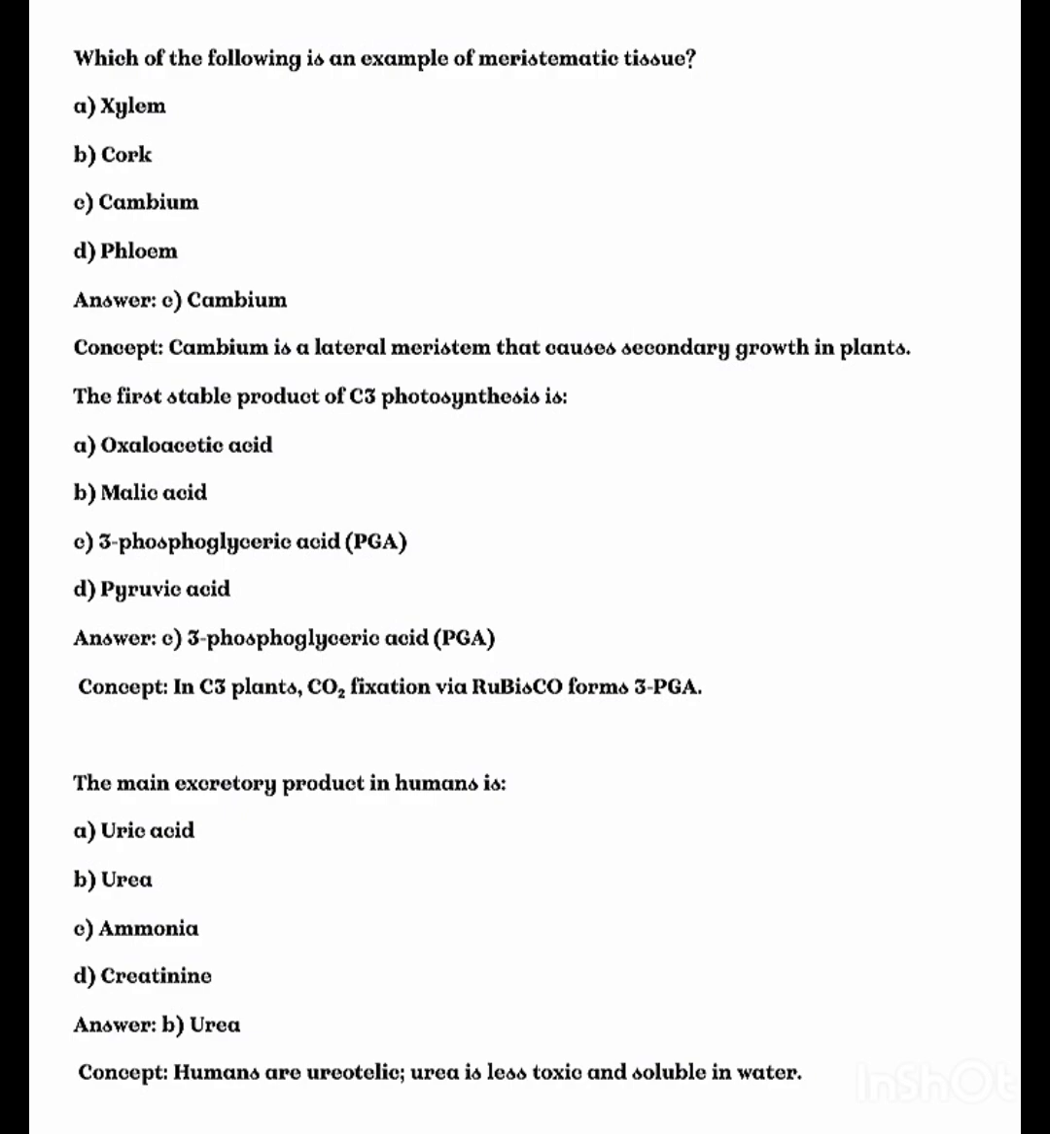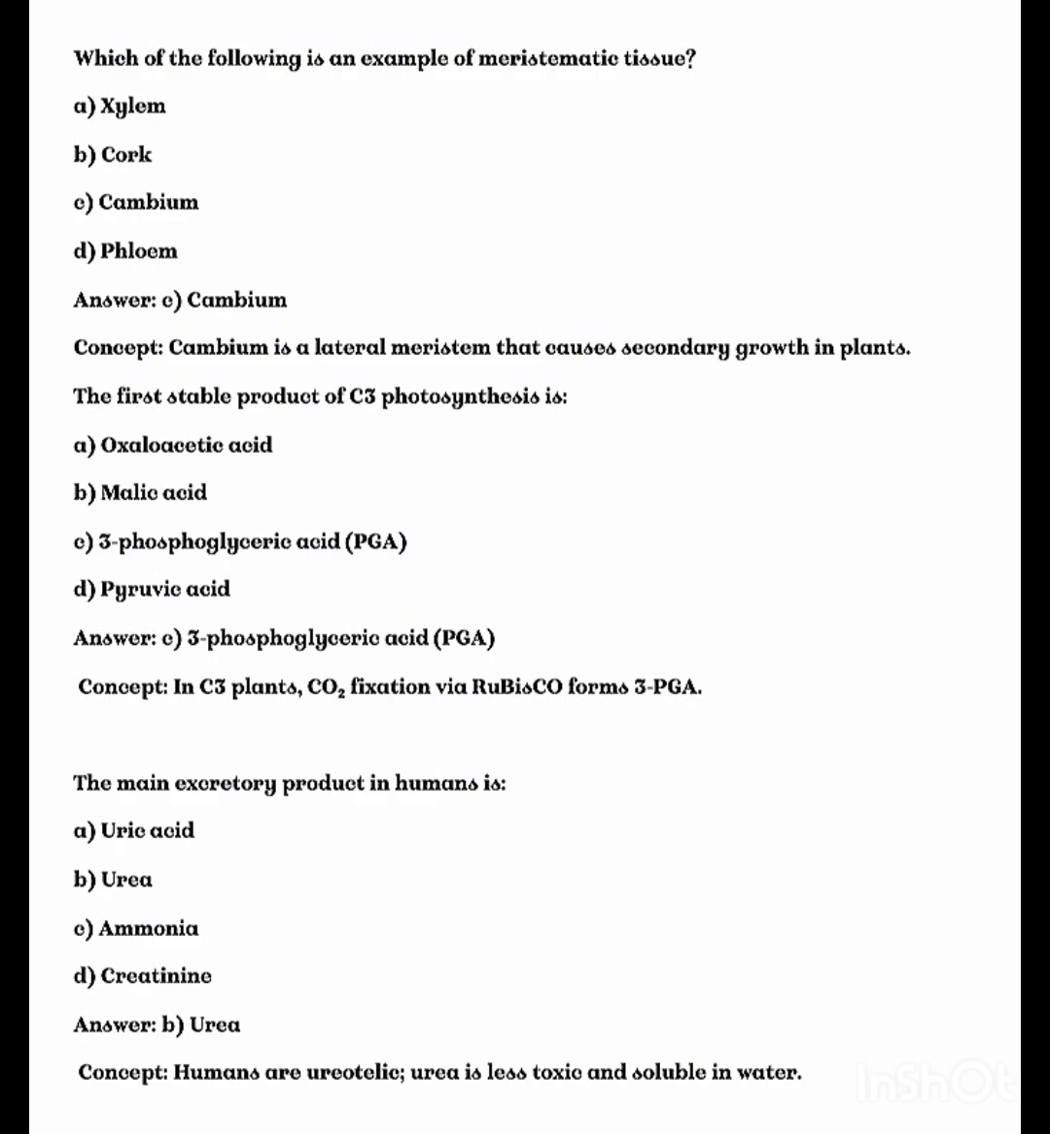The first stable product of C3 photosynthesis is A. Oxaloacetic acid, B. Malic acid, C. 3-phosphoglyceric acid, PGA, D. Pyruvic acid. Answer C. 3-phosphoglyceric acid, PGA. Concept: in C3 plants, CO2 fixation via rubisco forms 3-PGA.